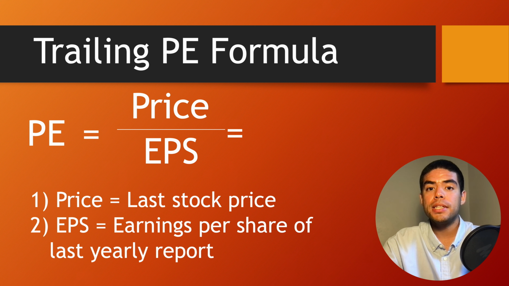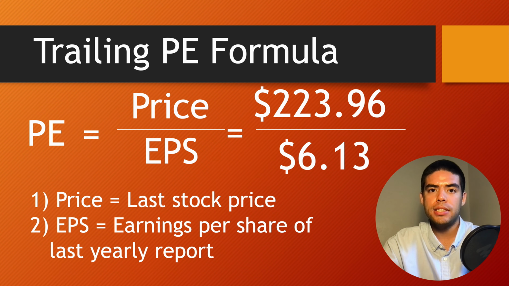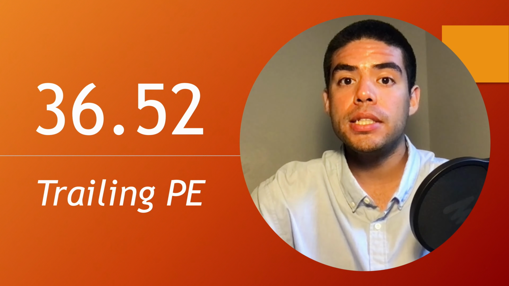Our trailing PE formula is thus $223.96 divided by $6.13 for a trailing PE of 36.52.